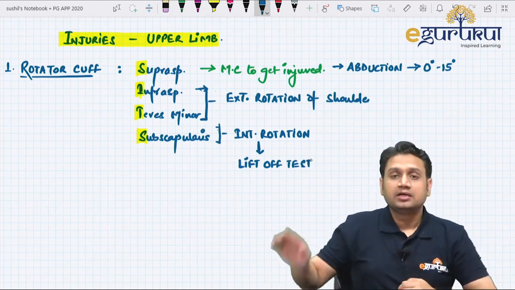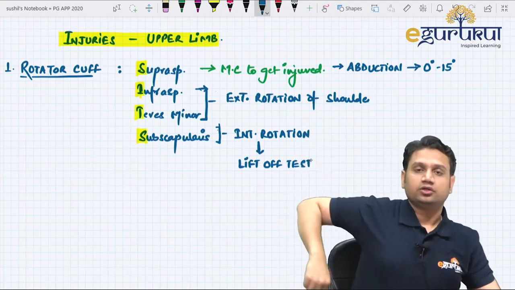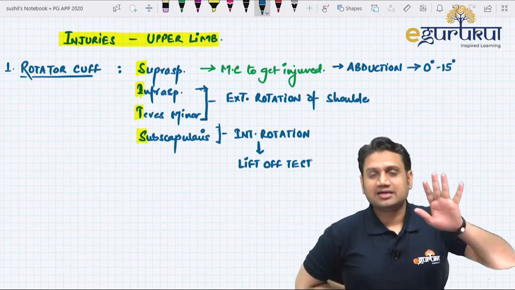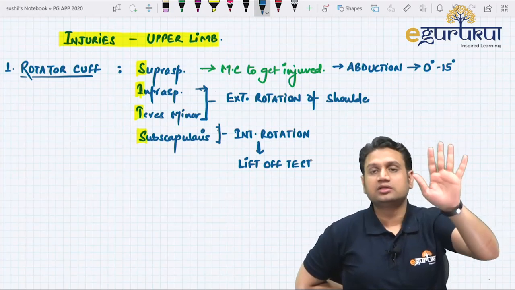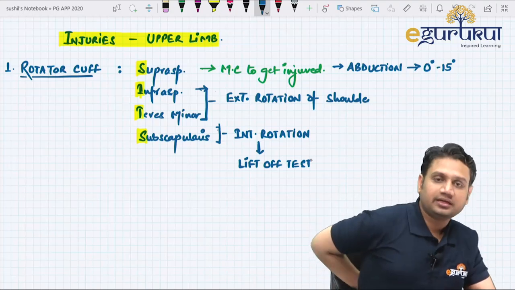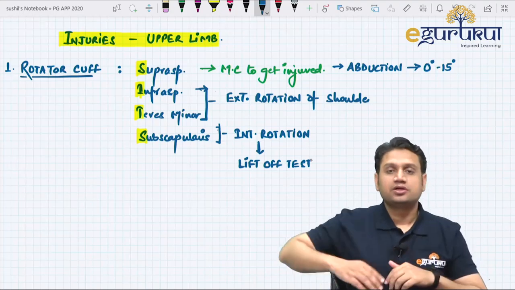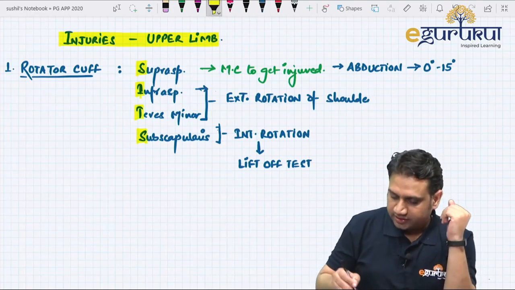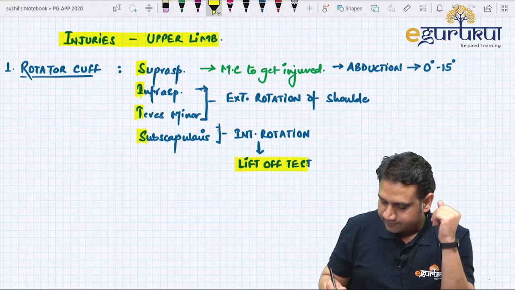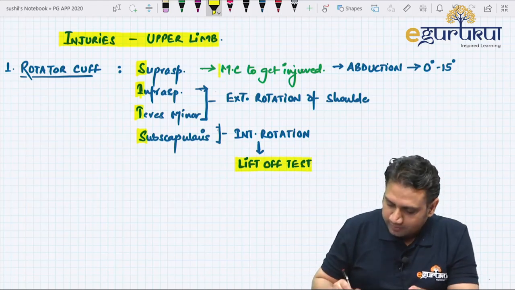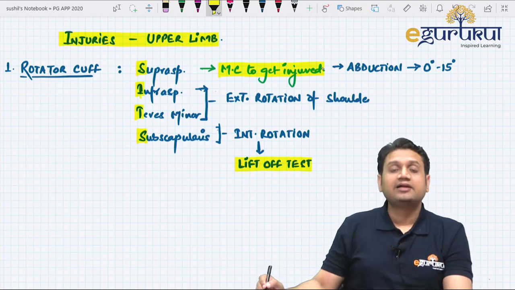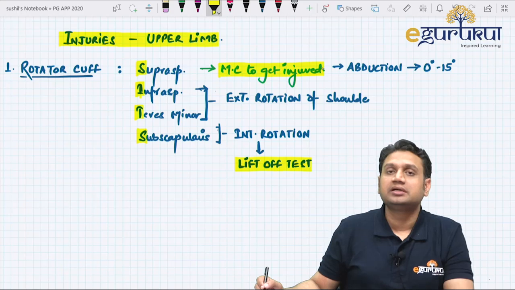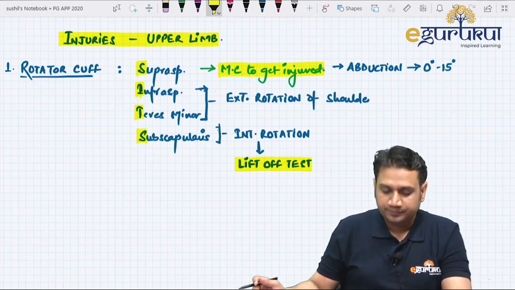What do we do in the lift off test? We ask the patient to keep the hand on the lower back like this. The examiner stands on the back side of the patient, keeps his own hand on the patient's hand and asks him to lift it against a little resistance. So lifting it off from the lower back, that is the lift off test. Another MCQ in the rotator cuff is about the lift off test. Most common to get injured is supraspinatus, and the lift off test is done for subscapularis, which checks for terminal internal rotation of the shoulder.